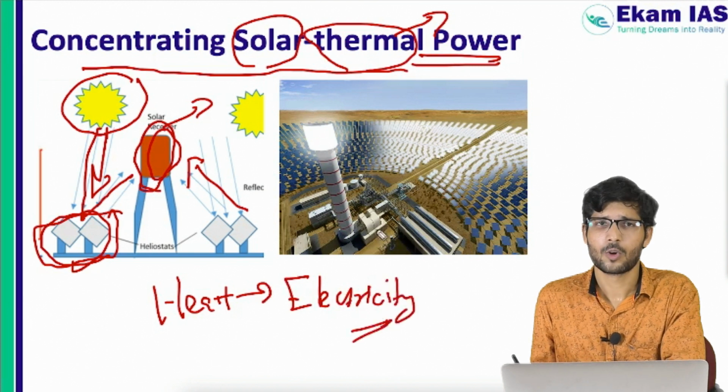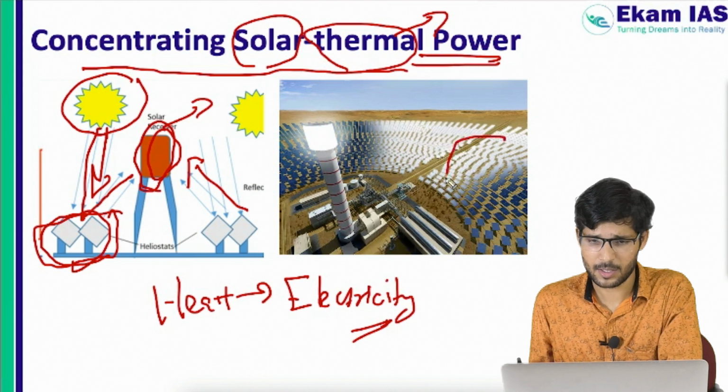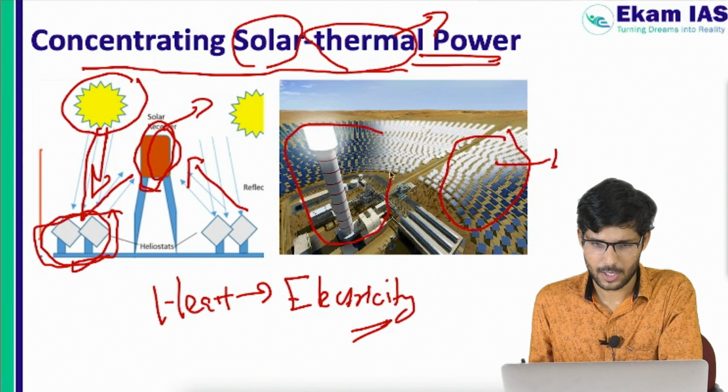So this is how concentrating solar thermal power technology works. Here you can see these are all mirrors, and this is the receiver. These mirrors are placed here, and they will reflect this solar energy to this receiver.